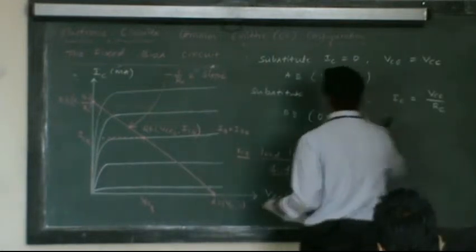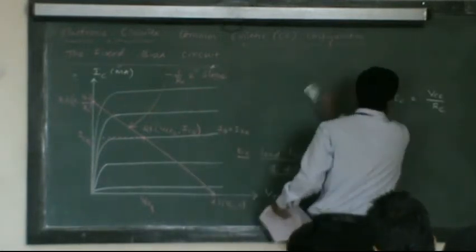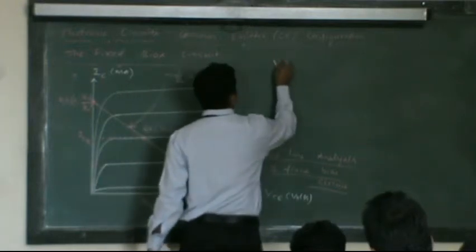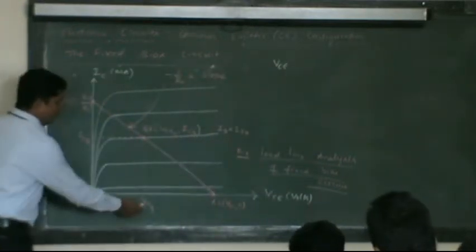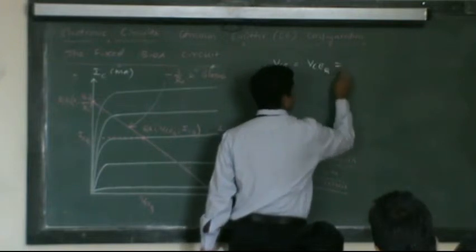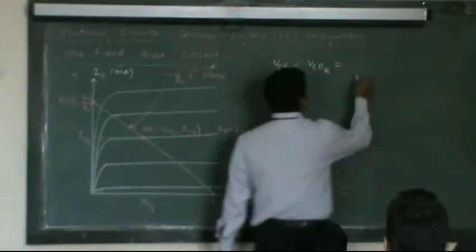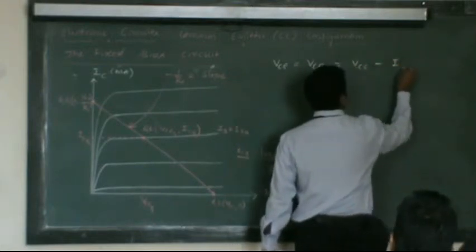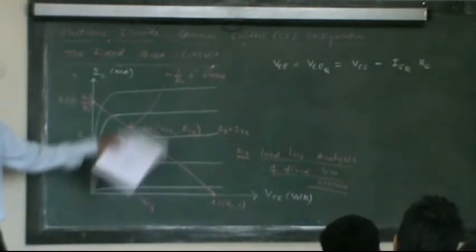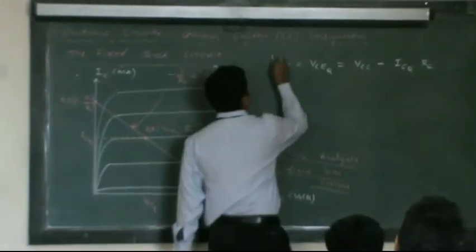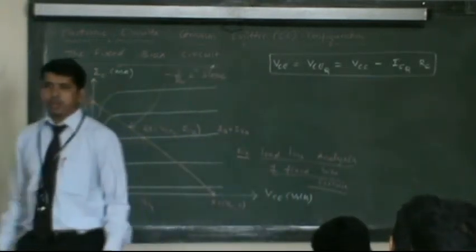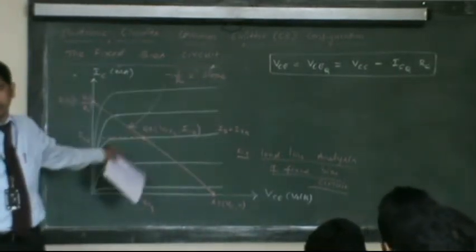Can we write the expressions we already obtained, the IC expression and the VCE expression? To summarize, what is the expression for VCE you obtained? I want to write an expression for VCEQ. See equation number 2 that we obtained. It is nothing but VCC minus, instead of IC, let us call it ICQ times RC. So this is the expression for VCEQ for the fixed bias circuit. When we are asked to solve problems to obtain the operating point, we can use this equation for a fixed bias circuit.